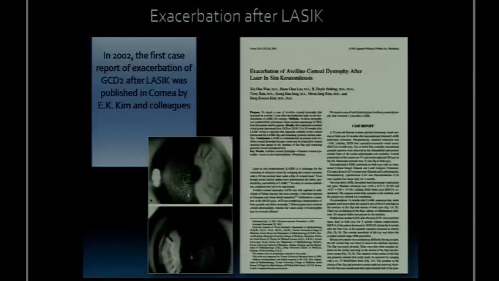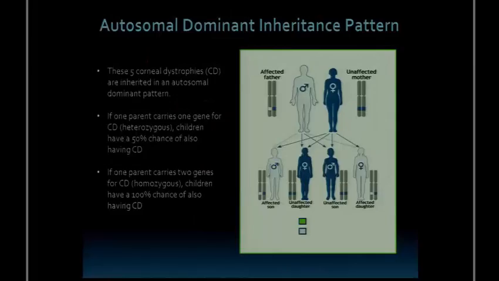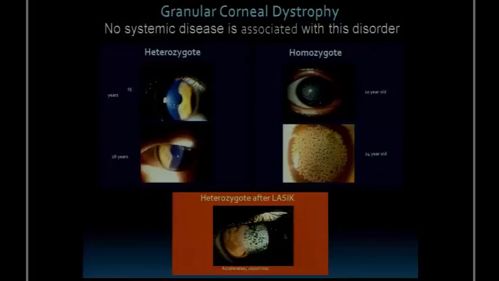So until 2002, a case has been published where LASIK has caused a major progression of granular dystrophy type 2. Two more cases here, one after 7 years and one after 4 years respectively, where the transparency was lost. And so we have always to remember the roughness that is caused in the portion underneath the epithelium by these pathologies.